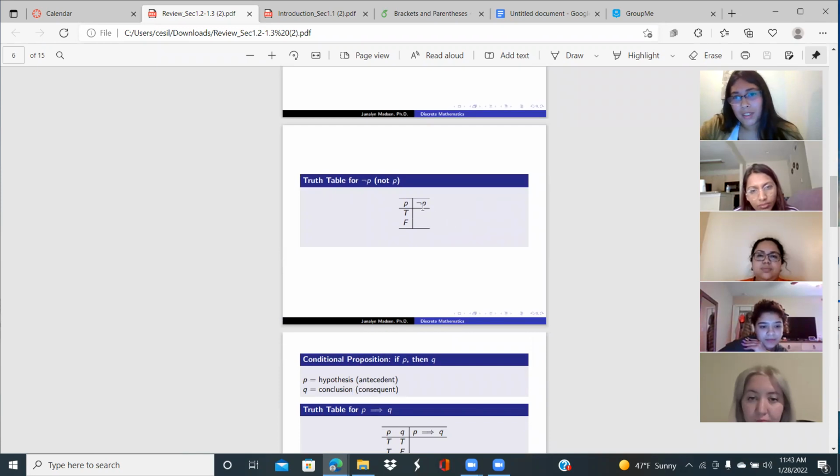And then this one is the not, so not of P, where P is true, would be false, and not of P for false is true.